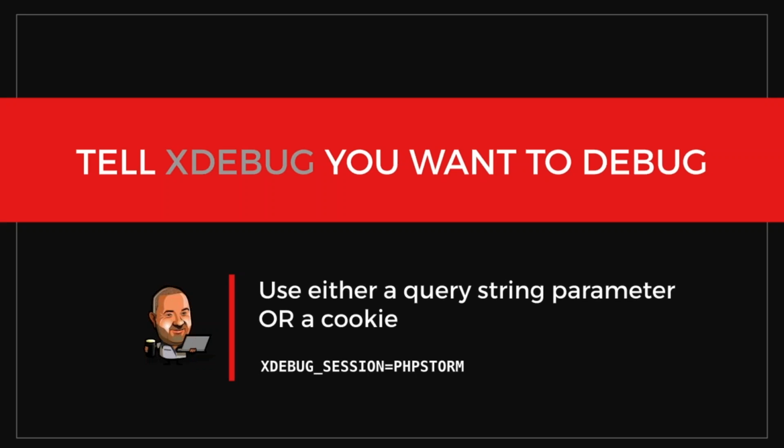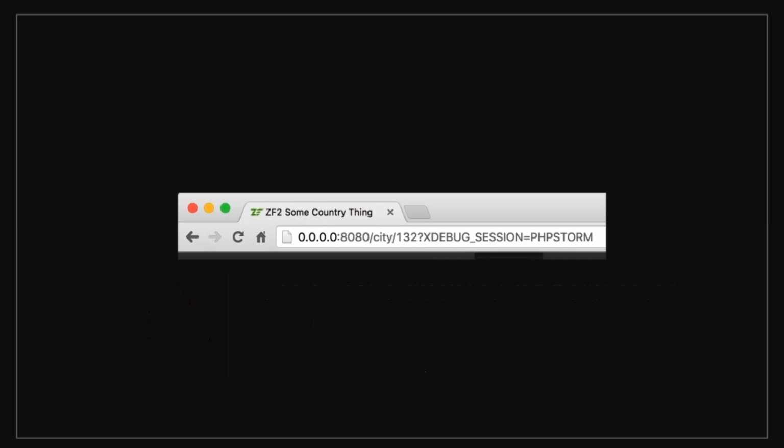But we basically just need to say, this is a request I want to debug, with either a cookie or a query string parameter. So the query string parameter just looks like this. We just pass xdebug underscore session equals and then anything.